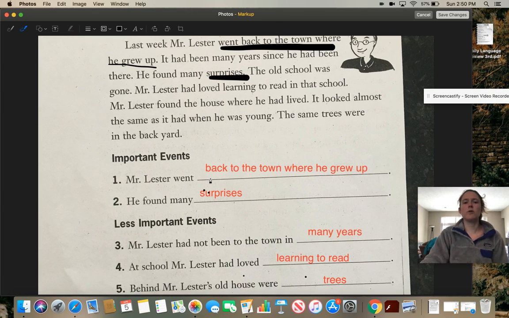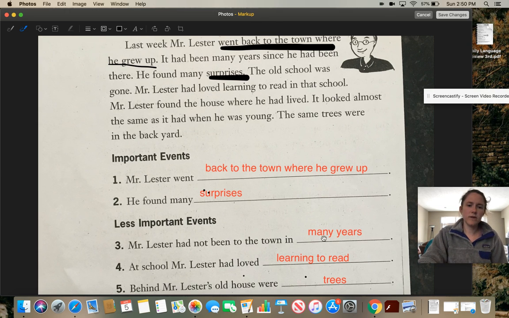So you can see that the most important events are that Mr. Lester went back to the town where he grew up and he found many surprises. If I were just going to say the most important details of the paragraph, that would be what I would say. Usually one of the most important events is that first sentence. So always look to the first sentence. The topic sentence is usually a good sentence to start your summary with.